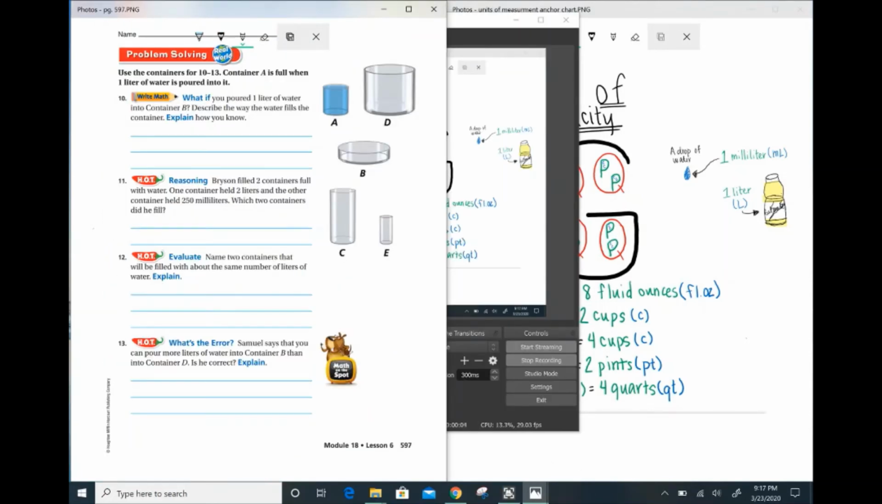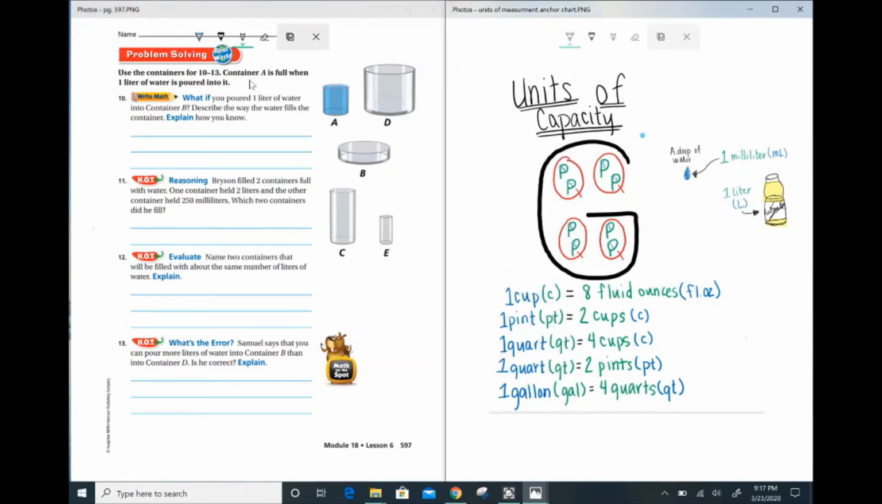We're going to go ahead and start going to our problem solving. So our instructions say use the containers for 10 through 13. So that means we're going to have to use them for 10, 11, 12, and 13. These containers on the side over here. Now, it's saying container A is full when 1 liter of water is poured into it. So what if you poured 1 liter of water into container B? Describe the way the water fills the container. Explain how you know. So I know that container A is full when 1 liter of water is poured.